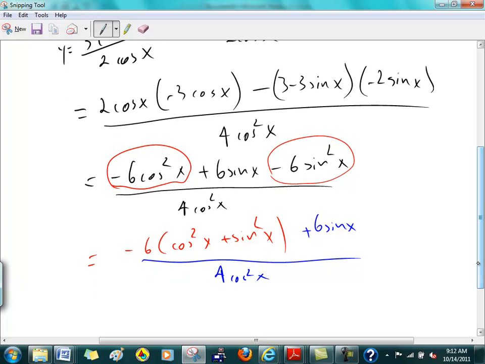Is everybody with me on this? Yes, is everybody okay on this thing? Benjamin, you good? Okay, so do you guys all agree this is 1? Yeah, so then this becomes minus 6 plus 6 sine x over 4 cosine squared x. Did they leave it as that or did they do something else beyond that? Can you take a look? What does it give you?